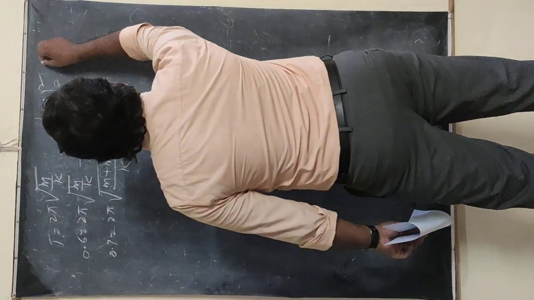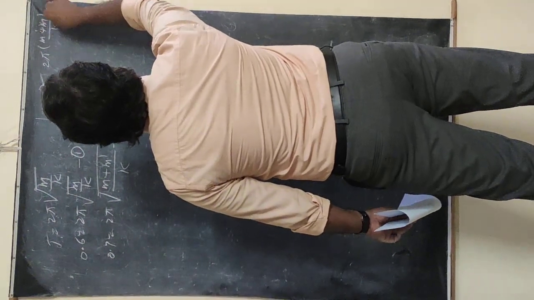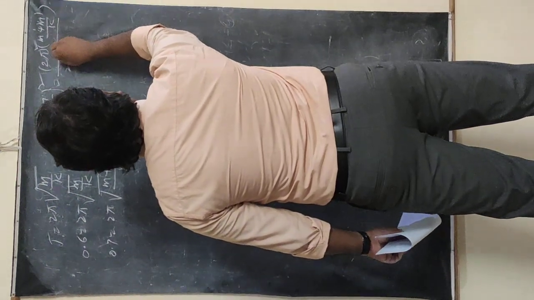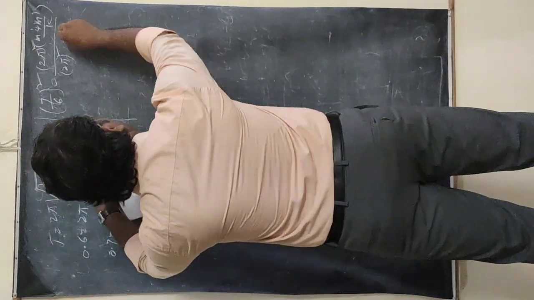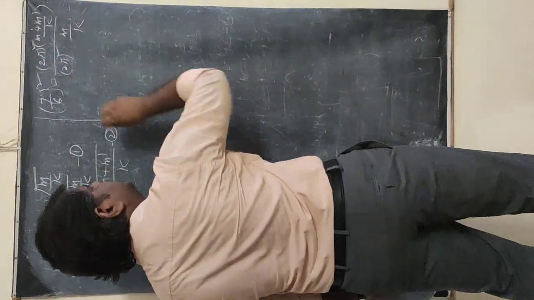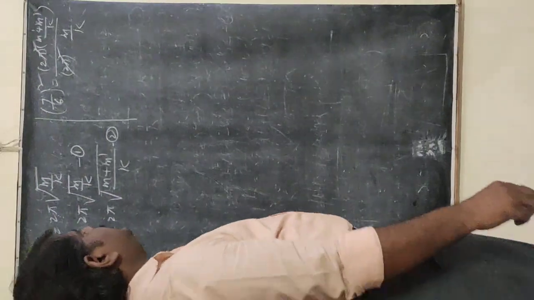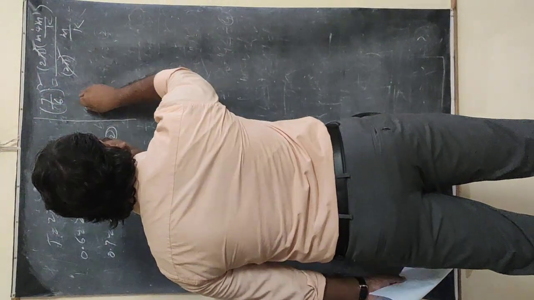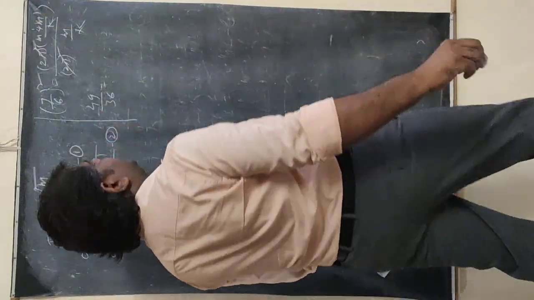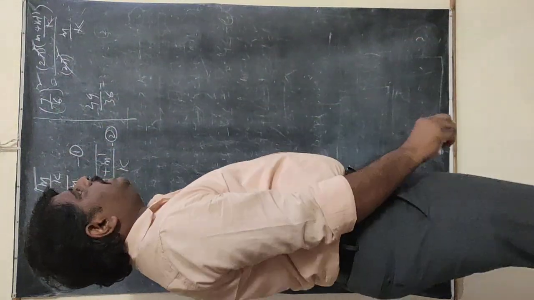Otherwise, you can write it like this: 2 pi into (m plus m dash) by k, whole square, by 2 pi whole square into m by k. This value is divided by the second value. What terms cancel here? 2 pi square will cancel. Then it becomes 7 sevens are 49 by 36 equals, here k is cancelled, (m plus m dash), sorry, it should be m dash. So (m plus m dash) by m.